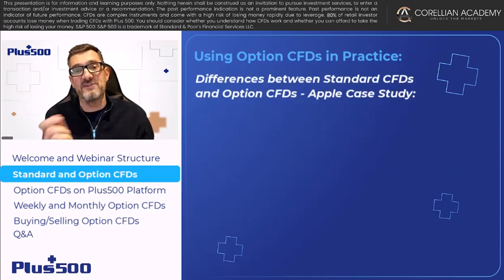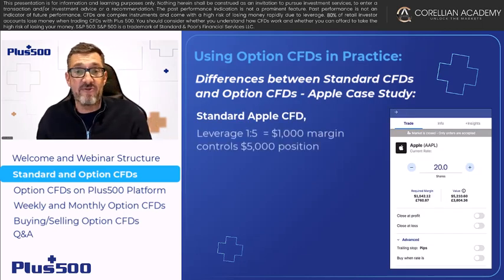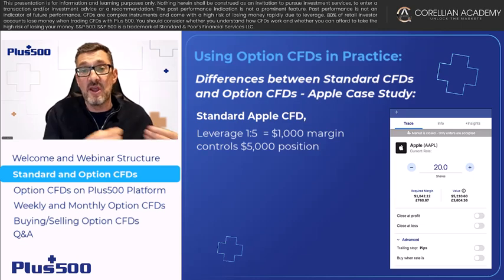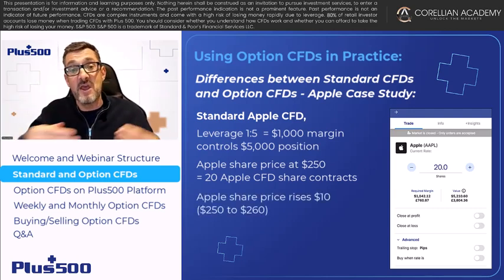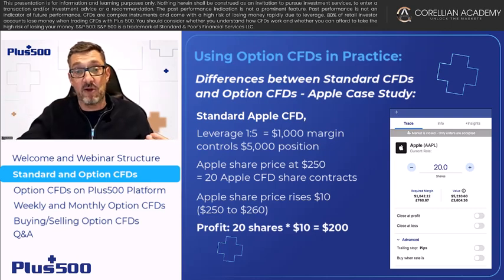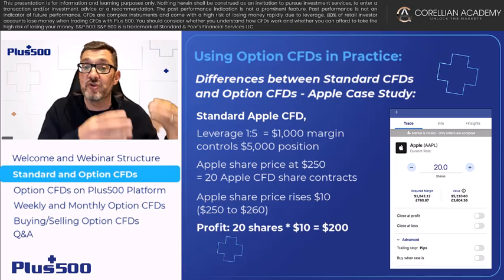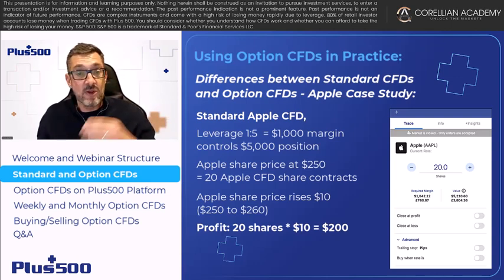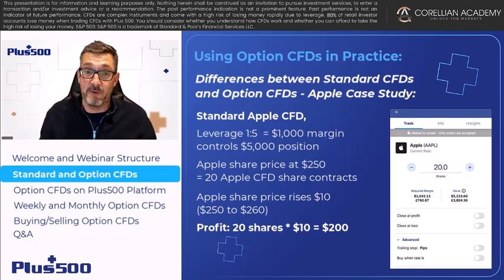Let's bring this to life with a simple example using Apple at $250. If we look at the standard CFD first, with a 1 to 5 leverage, your $1,000 margin controls a $5,000 position. At $250 per share, that gives you 20 Apple CFD contracts. If Apple rises by $10, your profit is 20 times $10 equals $200. It's a clean, linear gain because you're trading Apple's price directly. Your P&L is driven purely by direction and your exposure is fixed and predictable.